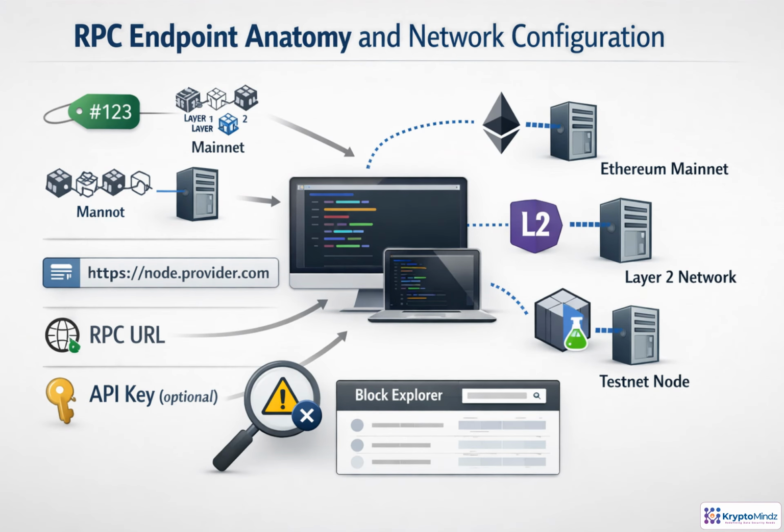An RPC endpoint is more than just a URL. The URL tells your app where to send requests, but the network settings tell it which chain it is talking to. Always configure the network name, chain ID, RPC URL, currency symbol, and explorer link explicitly. API keys usually belong in environment variables. If these values are wrong, your agent may read the wrong chain or prepare transactions that fail.